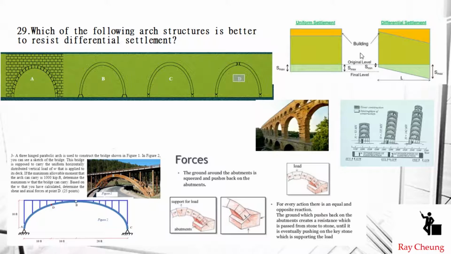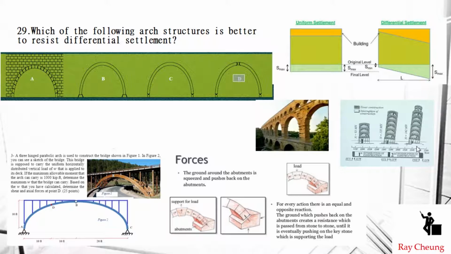And for this one, you need to understand what differential settlement and uniform settlement are first. If the soil is very weak as a whole, that means the building will settle uniformly, and that means the settlement is uniform everywhere. But if, for example, the left hand side is very strong and the right hand side is very weak, the foundation will settle much more on the weak layer, and this will cause differential settlement.